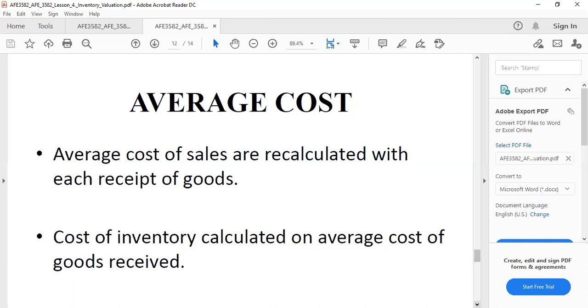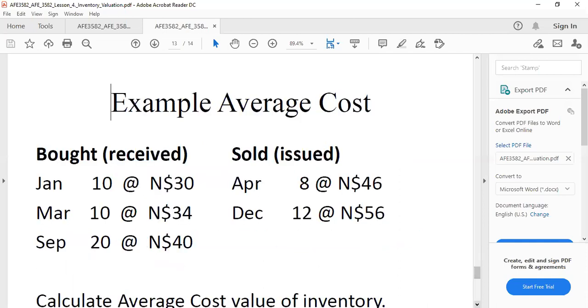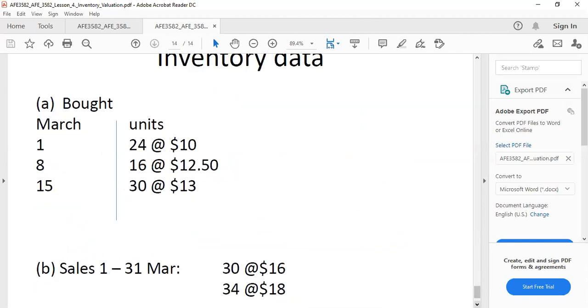It says that the cost of inventory is calculated on the average cost of goods received. Regardless of which one came in first or which one came out last, you just sell whatever, because all of the items will be using only one cost, which is their average cost. So that is the average, the weighted average method.